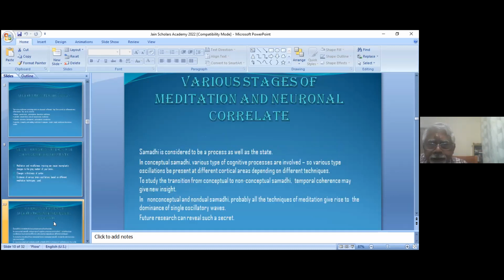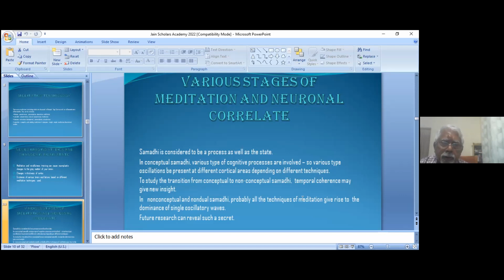Now, regarding various stages of meditation and the neuronal correlates, what is the correlation between neuronal architecture and the meditative states? So our motto is how to quantify, or whether it is at all possible to quantify, the states of meditation or samadhi. And then we can say, well, this person is a deep meditator or this person is not a deep meditator, or he's just sleeping. So in this process, let me explain what is samadhi. Samadhi is not only a state, but also a process. And broadly speaking, there are two types of samadhi in any kind of school, Hindu, Buddhist, or even Jain.